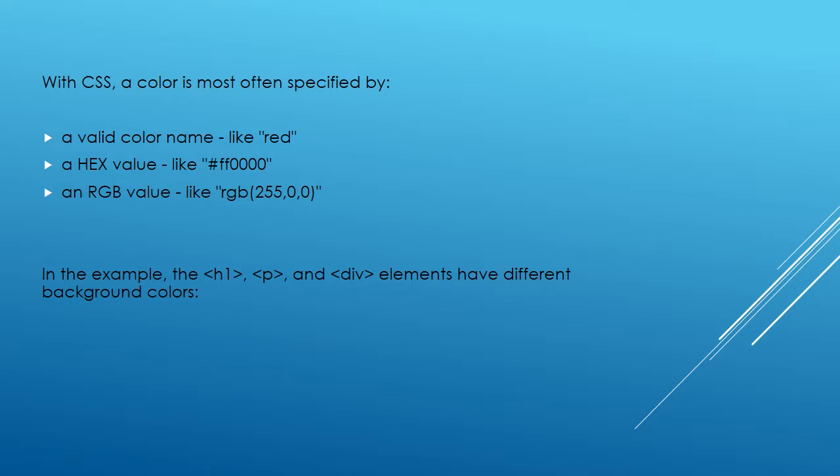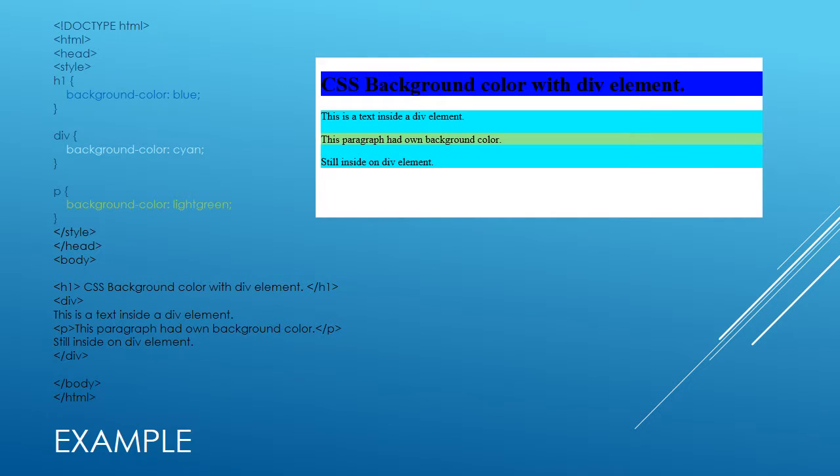With CSS, a color is most often specified by a valid color name, like red, a hex value, like #FF0000, an RGB value, like rgb(255,0,0). In the example, the h1, p, and div elements have different background colors. Example of CSS background color with div element.